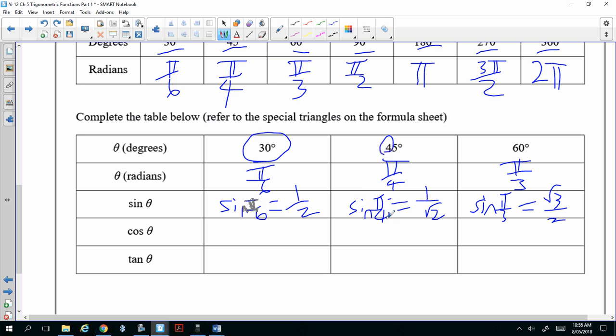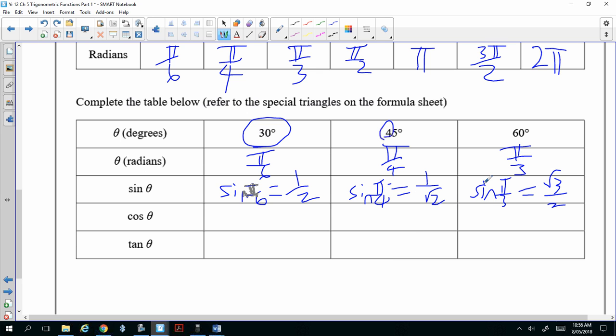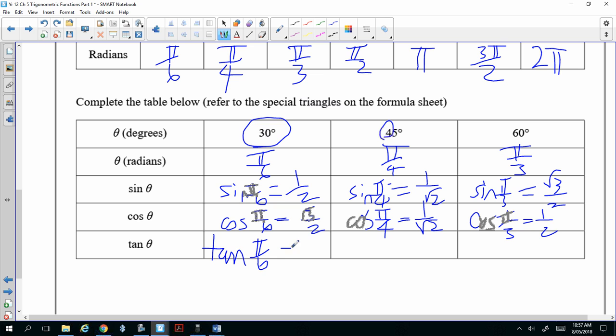Next one's cos pi over 6 is root 3 over 2. Cos pi over 4 is 1 on root 2. Cos pi over 3 is half. Okay, so you've got the cos. And then you also have the tan. Tan pi over 6 is 1 on root 3. Tan pi over 4 is 1. And tan pi over 3 is root 3.